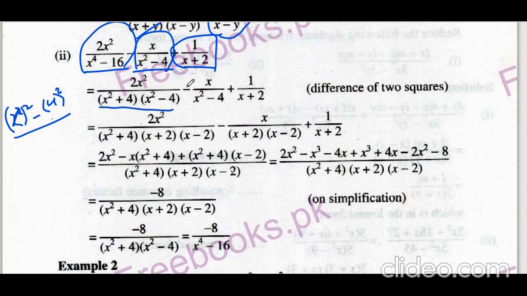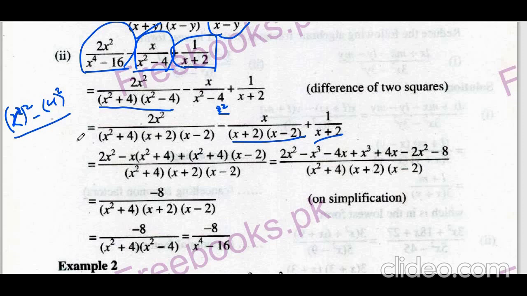This minus x over x squared minus 4. We can write it as x minus 2 and x plus 2, because we can write 4 as 2 squared. 1 over x plus 2 as it is. Here x plus 2, x minus 2. These are the terms which we open them all. Okay.